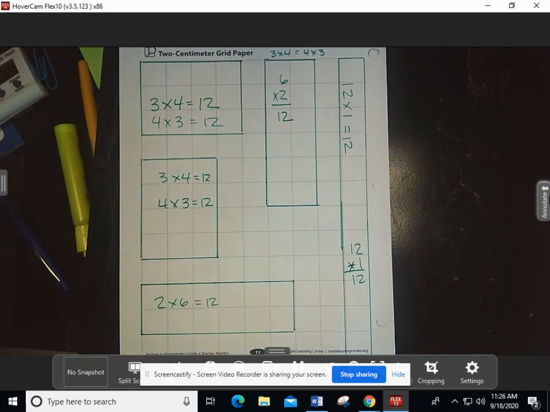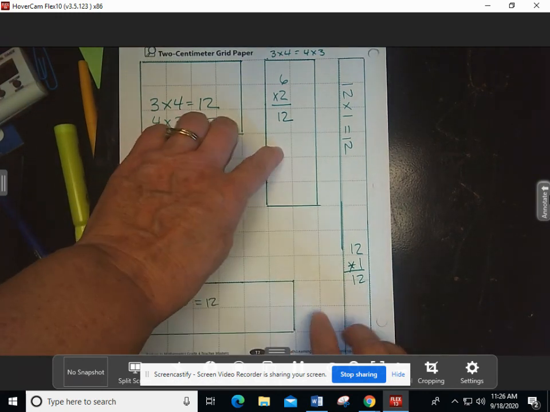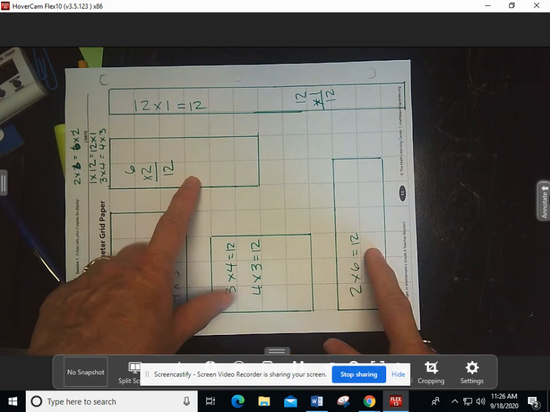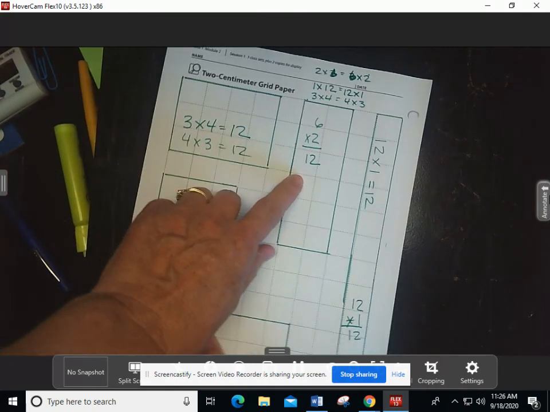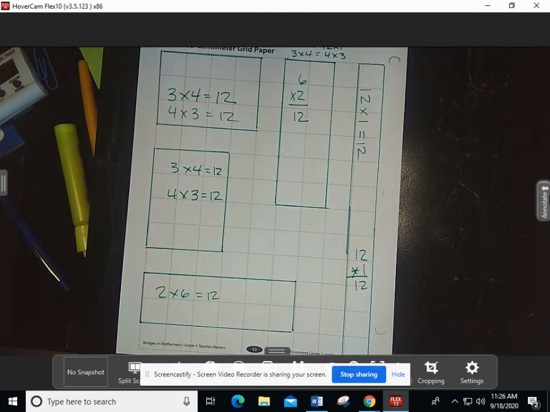We finished drawing the rest of our boxes, and we can see if I turn it, this box turns into this one, and vice versa. So this box is the same as this box. That's what we mean by the commutative property. You can turn the factors around and still have the same product.